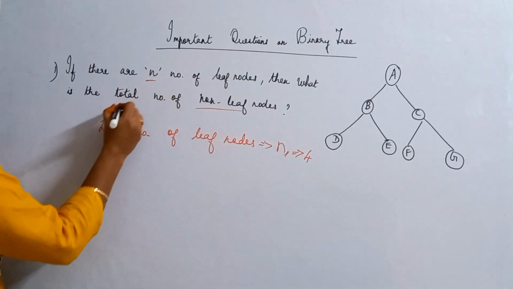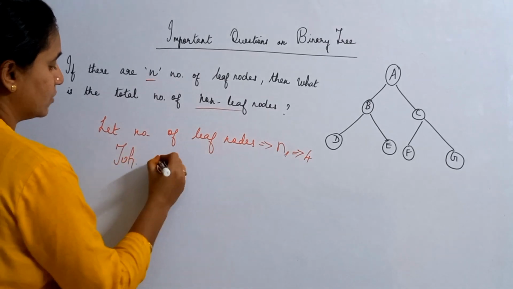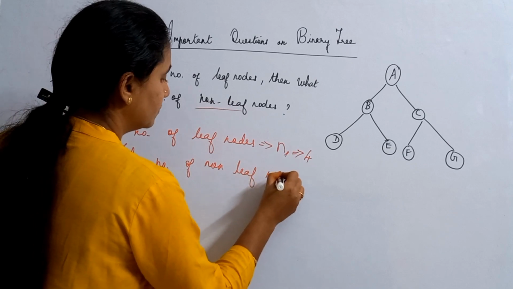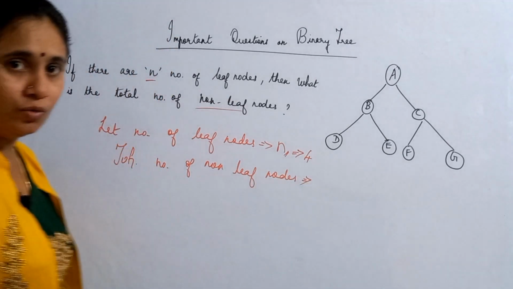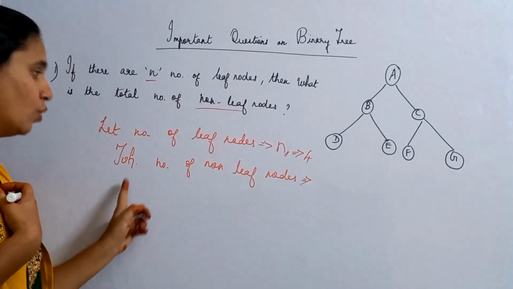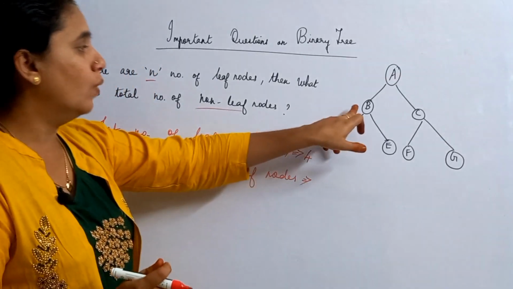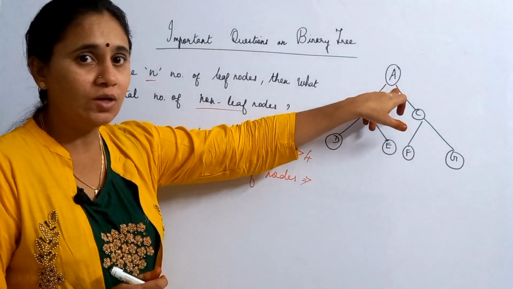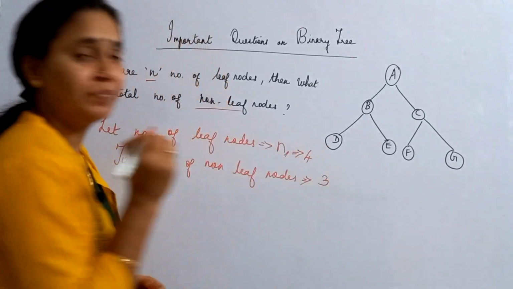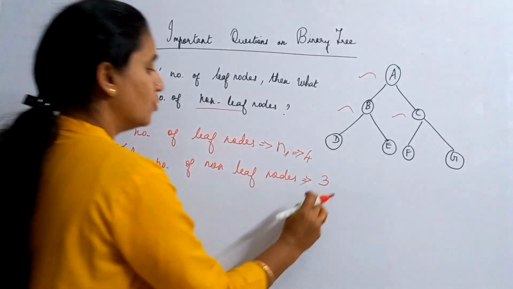Now, what will be the total number of non-leaf nodes? This we don't know, we must find it based on the question, but in this diagram I can know the answer. How many non-leaf nodes are present? 1, 2 and 3. This one is also a non-leaf node. See, this one and this one are all non-leaf nodes. So the total number here is 3.